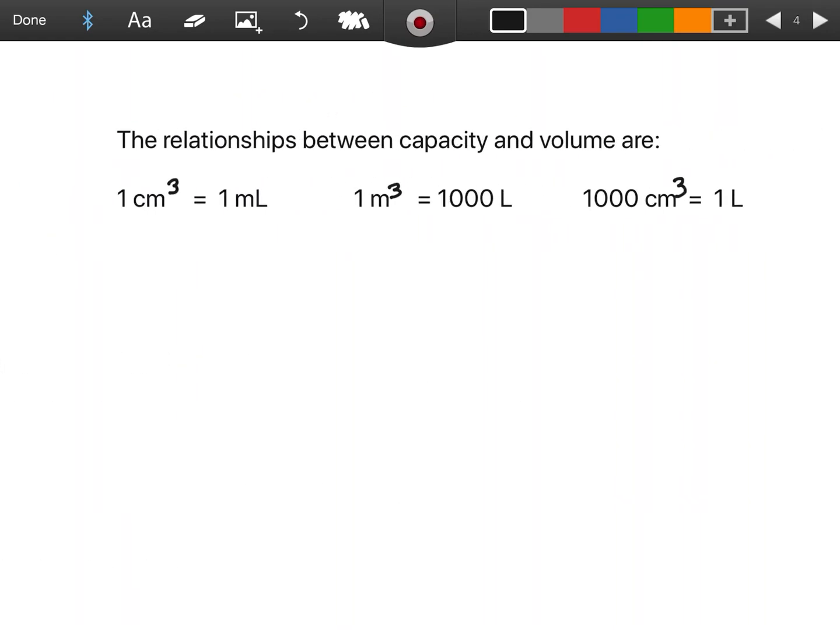The relationships that we're going to be working with are 1 centimeter cubed is the same as 1 milliliter, 1 meter cubed is 1,000 liters, and 1,000 centimeters cubed is the same as 1 liter.